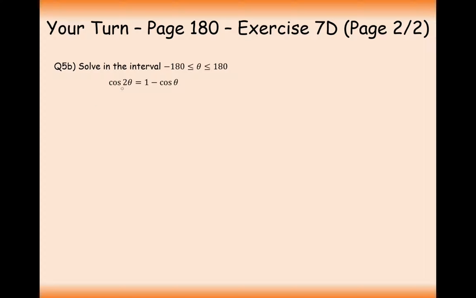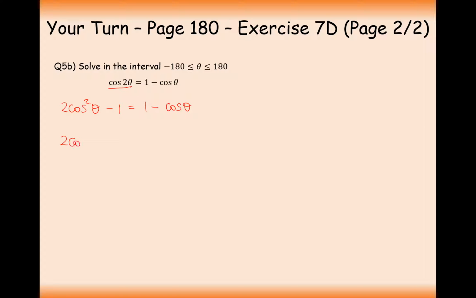Okay then, let's have a go at this one here now. Now we've got a cos 2 theta and a 1 minus cos theta, and I can't have different multiples of my angles when I'm solving an equation. So I'm going to need to expand the cos 2 theta here. I'm going to use the 2 cos squared theta minus 1 version of the cos 2 theta identity, because therefore I can then get a quadratic in terms of cos, and then hopefully this will head towards solving the equation for me.